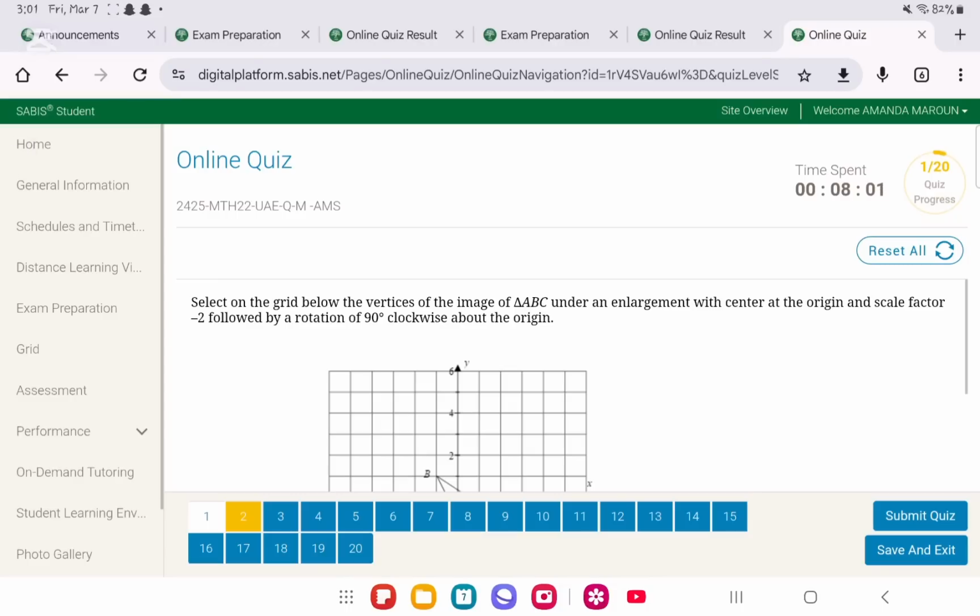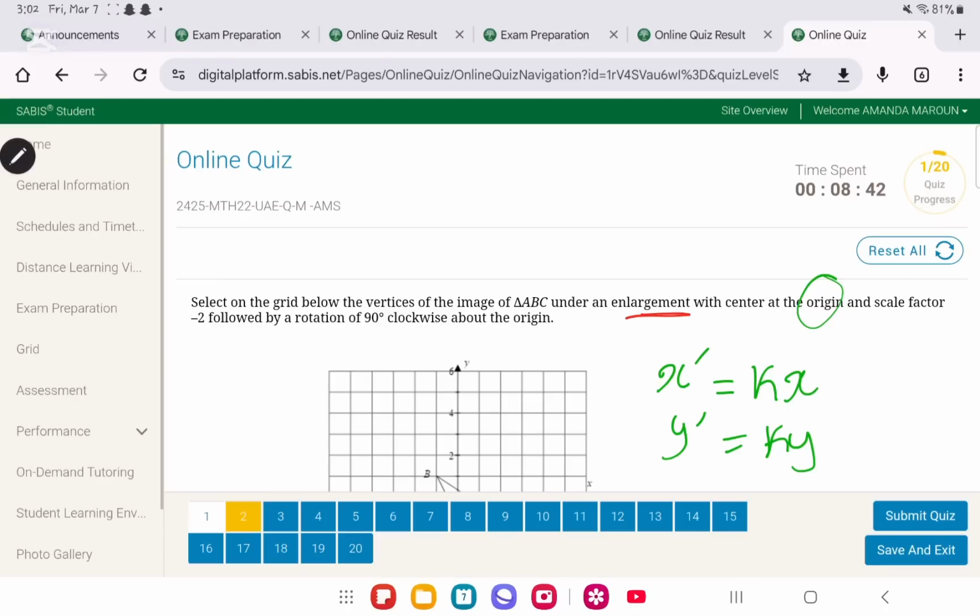So, select on the grid below the vertices of the image of ABC. So, triangle ABC is given below. We need to select the point of its vertices under an enlargement with center at the origin. Okay, whenever they say center at the origin, that means to find x prime and y prime, it's very simply constant times x and constant times y. Okay, very simply. If center is not origin, we will see in later examples how we will deal with it.